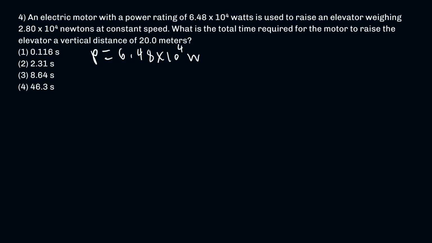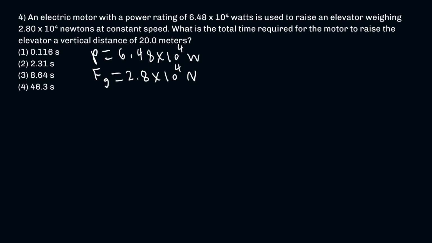It says that we are raising an elevator weighing 2.8 times 10 to the 4th, newtons, sorry. 2.8 times 10 to the 4th newtons is my weight here. That is a force. So if you get that weight is a force, on the reference table you have F subscript g, that is my weight or force due to gravity. So in this situation, I do have the force, which is going to be Fg, and that is just 2.8 times 10 raised to the 4th newtons. Again, newtons is the unit for force.